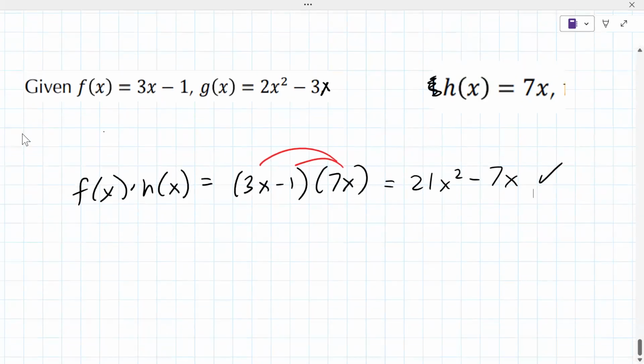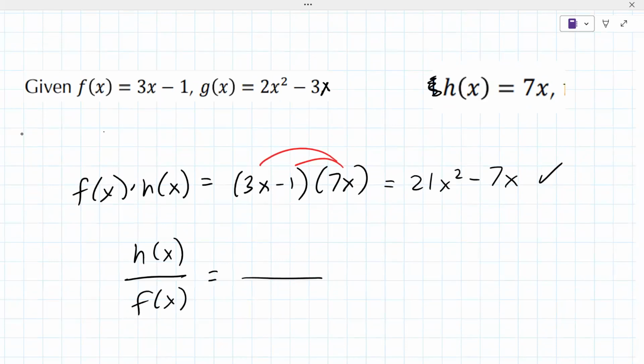Good. And then let's do h of x over f of x. What does that become? It'd be 7x over 3x minus 1. Very good. Questions, thoughts on that? I don't think so, no. I guess you wouldn't simplify it if there's a 7x over 3x, you know? There's implied parentheses.